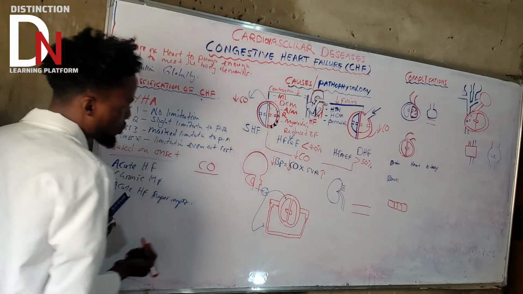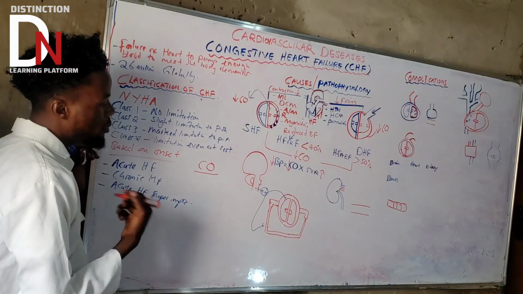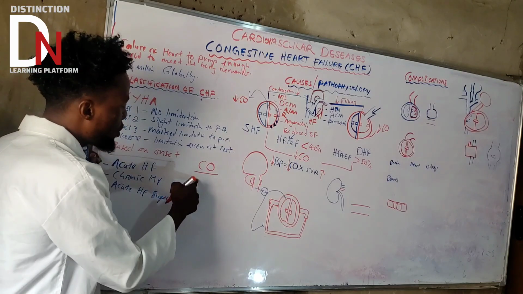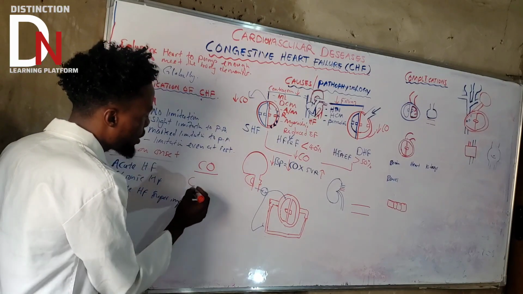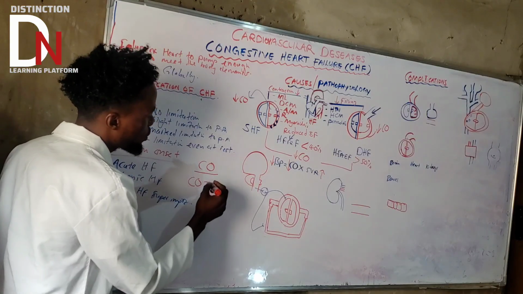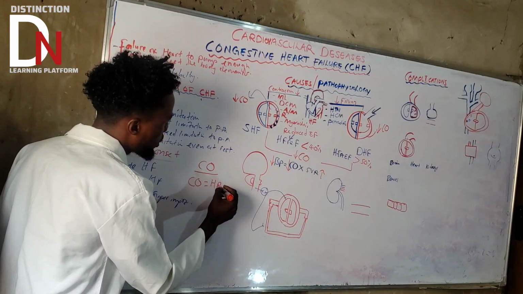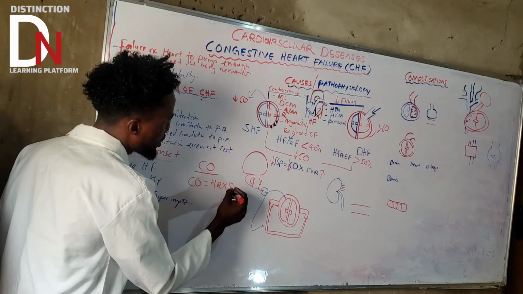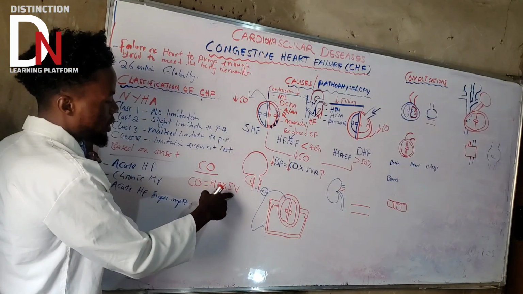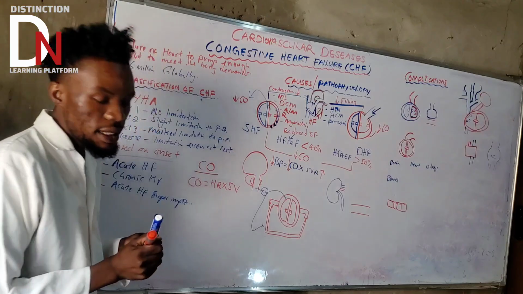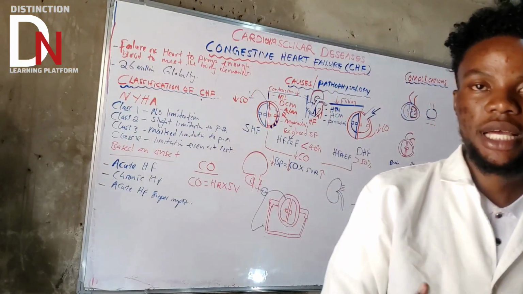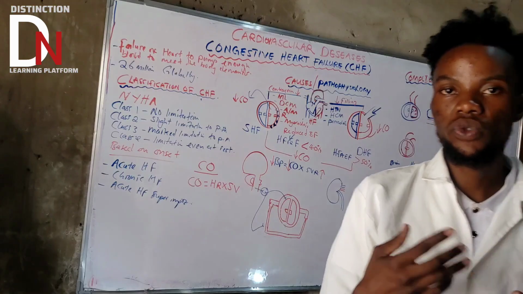Cardiac output is the amount of blood that is going to be pumped out of the heart per minute. If you look at the formula, cardiac output is equal to heart rate multiplied by stroke volume. Stroke volume is the amount of blood that is pumped out of the heart per cycle or per beat. That is what we call stroke volume.